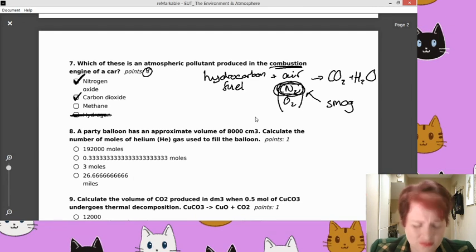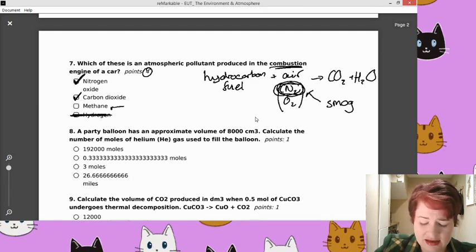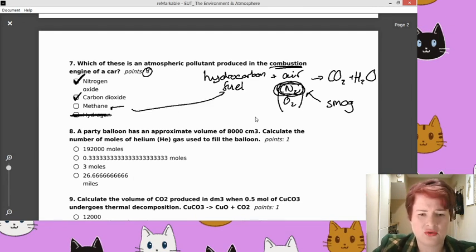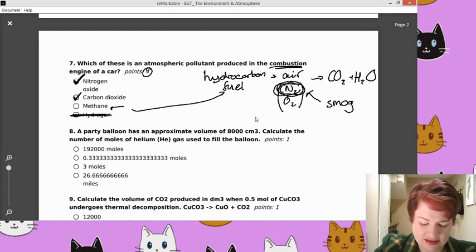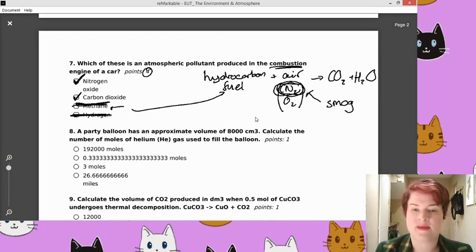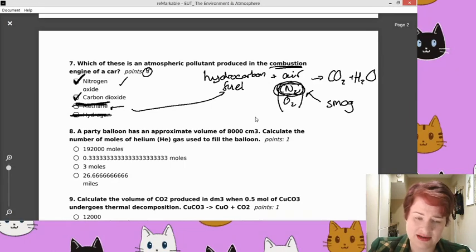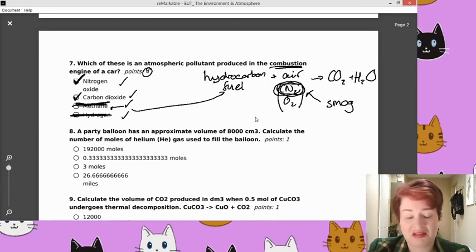What's our last other option? Methane is a fuel, so it's not going to be a product, it's going to be a reactant, so it cannot be methane. Okay, so the 4 points there, as I say, far too generous. You get 1 point for getting that one right, 1 point for getting that one right, 1 point for leaving that one blank, and another point for leaving that one blank. That's just how Edmodo's choosing to mark.